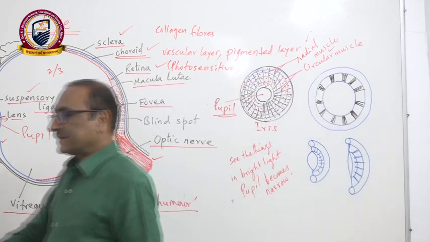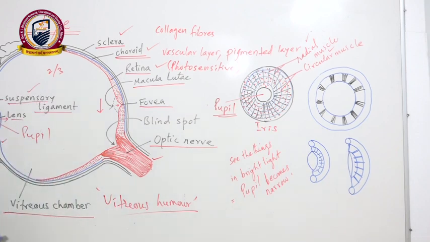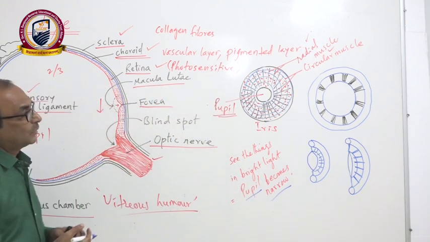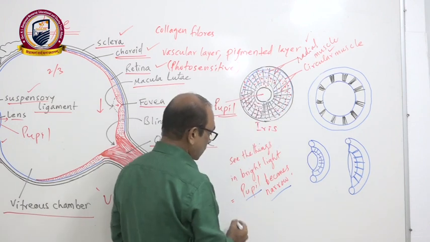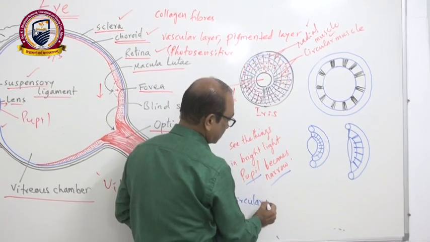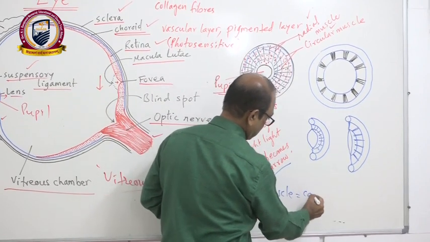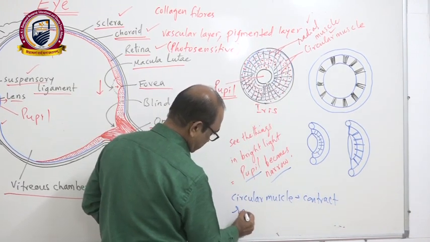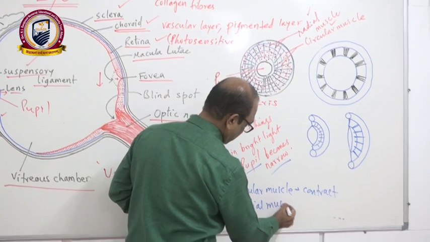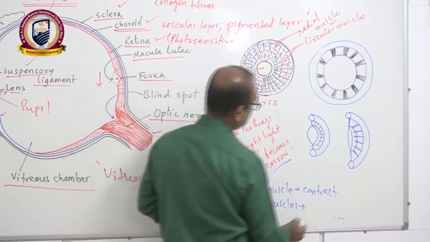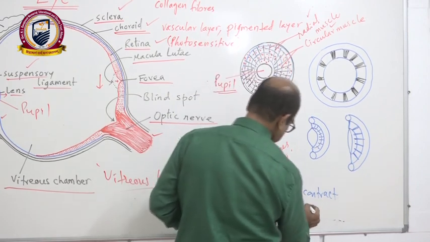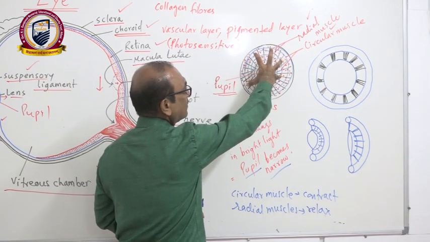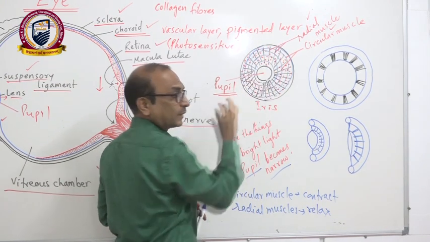And how does it happen? Let's say, to make the pupil narrow, the circular muscles undergo contraction. Circular muscles of the iris contract, and the radial muscles relax. So that means as the circular muscles contract, they come closer, okay?